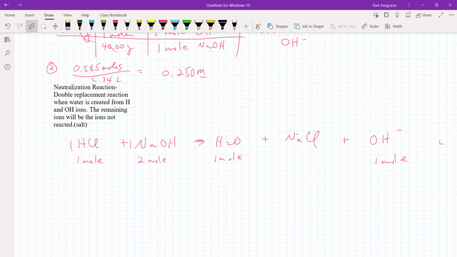Okay, so if we have more base, like in this case, than acid, we're going to get leftover base. If we have more acid than base, we'll have leftover acid. That's the concept of neutralization.